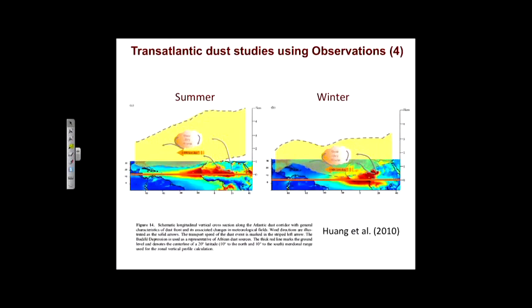So in general, we can characterize the North African dust now. For example, I'm showing a summer and winter case. In summer, the dust layer can reach around 5 kilometers, and in winter it's lower, around 3 kilometers. And the latitude of the maximum area in the summer season is around 15 degrees north, but in winter it's much lower, near the equator. And the magnitude and the pattern are different too.